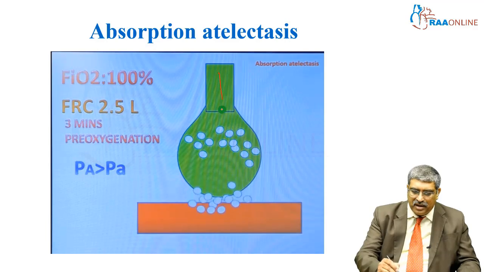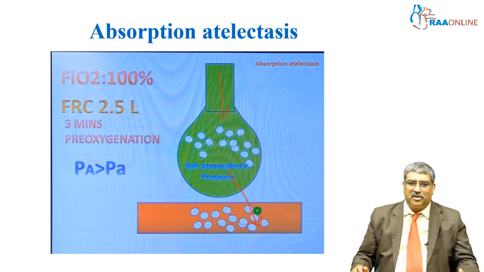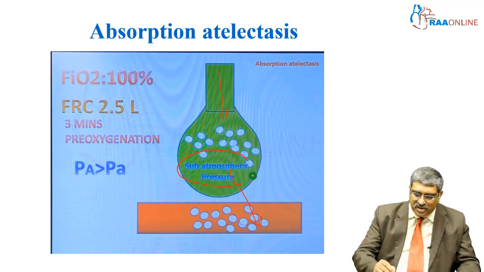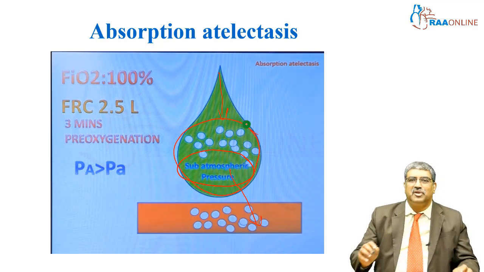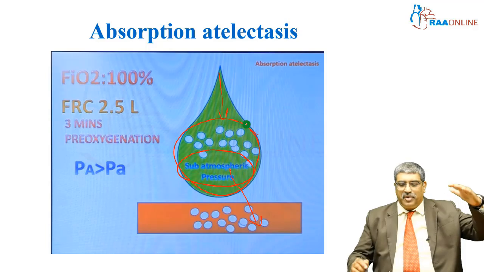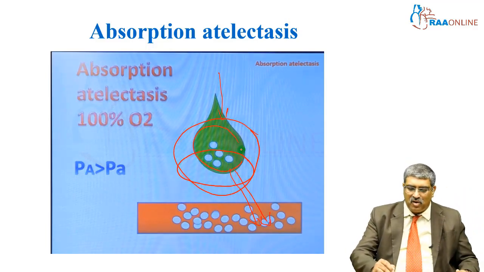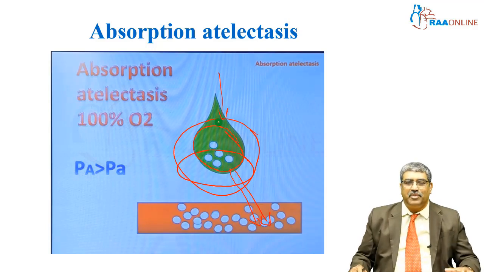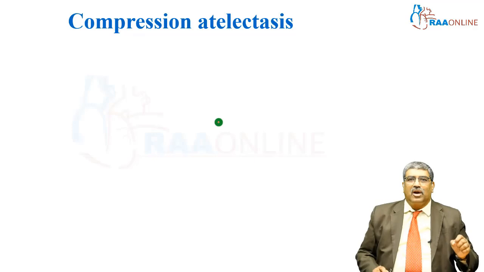You give a higher FiO2 during pre-oxygenation. This oxygen, due to the gradient, moves to the pulmonary circulation, and a negative pressure is created inside the alveoli, which leads to reabsorption atelectasis. Because this gradient moves the oxygen out, there is collapse of the alveoli. This is absorption atelectasis. Now coming to compression atelectasis.